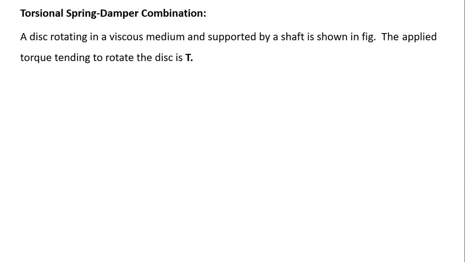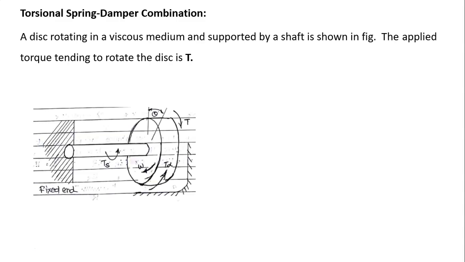Now next point, torsional spring and damper combination. A disc rotating in a viscous medium and supported by a shaft is shown in figure. The applied torque tending to rotate the disc is T. Therefore this is the figure. This disc is there. Disc is attached to one end of the shaft. T is nothing but external torque applied on the disc. Therefore this disc is there in the viscous medium.